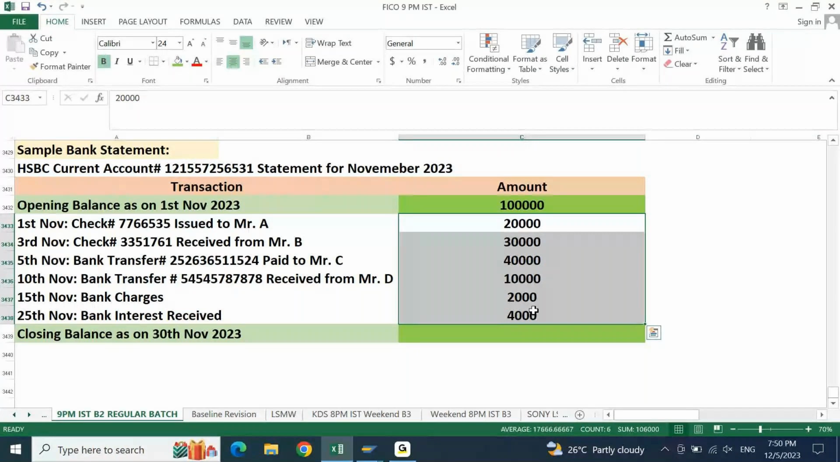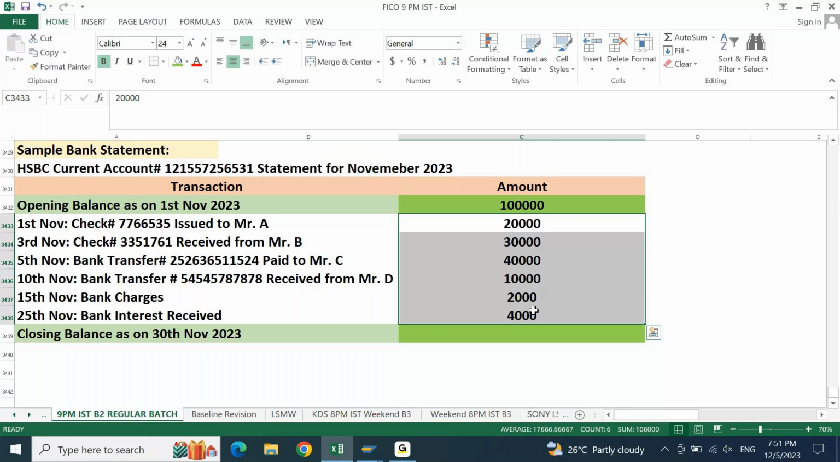Now here we have listed some transactions. Similar transactions you may get multiple based on the nature of a business, based on the number of transactions that you're having on a daily basis. It may be 1000, it may be 2000, it may be 500, but the logic concept will remain the same.